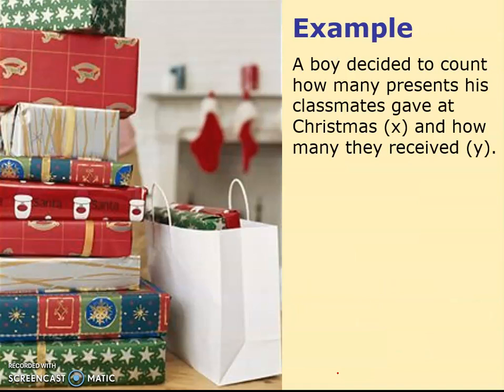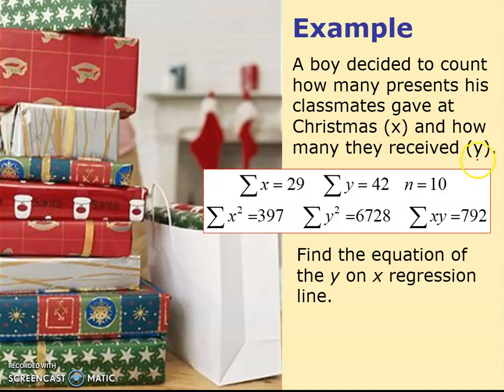We've got a boy who's counting the number of presents he gets for Christmas and how many he handed out as well. The ones he handed out are called X, the ones he receives are called Y. And these are the summary statistics. It says find the equation of the y on x regression line. That's the way it's often written. That's because there is a second regression line called the x on y regression line, which in past iterations of A-level further maths and A-level maths I've had to teach my students. But on OCR at least, and you should check whatever board you're doing, you only have to find one regression line. It's the y on x regression line.